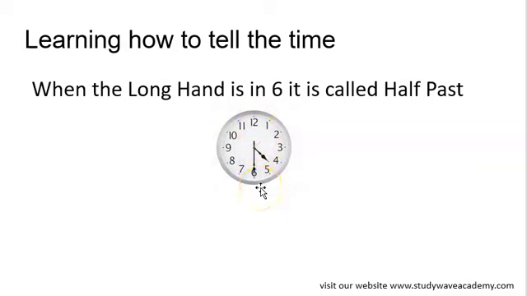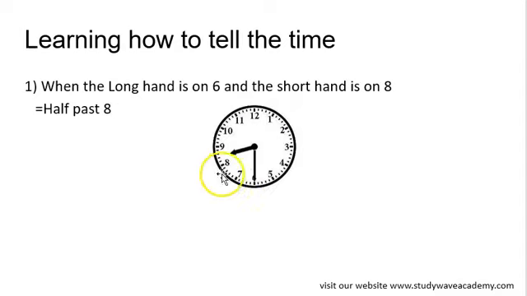So we are going to be using some examples to tell the time, like we did in the previous ones. Are we ready? Good. Here we have when the long hand is on 6 and the short hand is on 8, it is called what? Remember we said when the long hand is at 6, it is called half past. So the short hand is at 8 and the short hand is called the hour hand, right? It tells us the hour. So it will be 8:30.